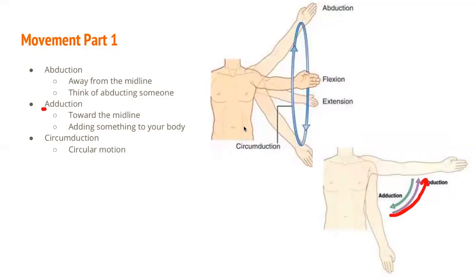Adduction, obviously the word add, you're adding it towards your midline. That would be like if you take your arm that was just extended and add it back to your midline. Circumduction is a circular motion which combines different types of movement. You have flexion, extension, abduction, and all of those movements together are going to give you circumduction, which would be moving your arm in a circle.